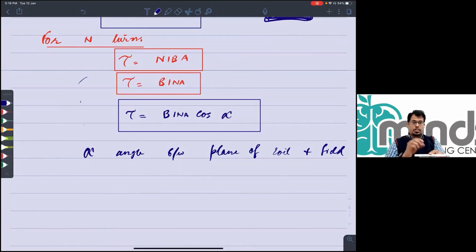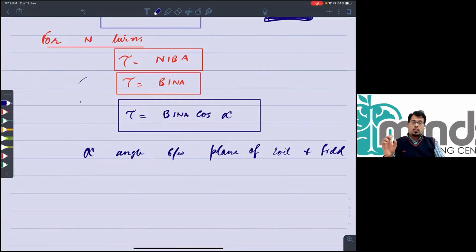Can I say this angle is actually 0 degrees? This angle is 0, right? But when the coil is rotating like this, it must be having some angle with it. When the coil is like this, what will be the angle between them? 90 degrees. And when the angle is 90 degrees, cos 90 is 0, torque will become 0.